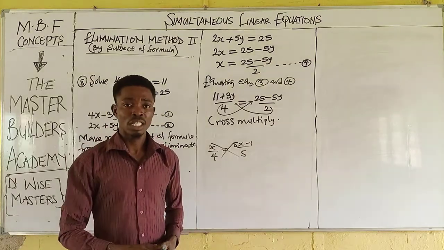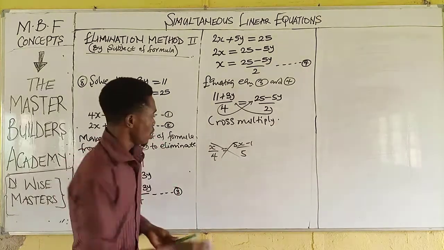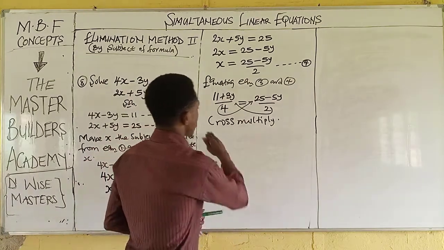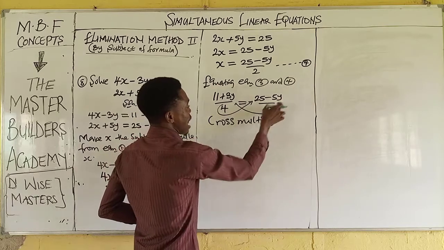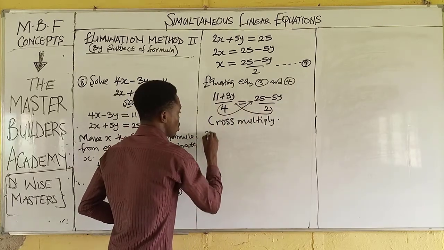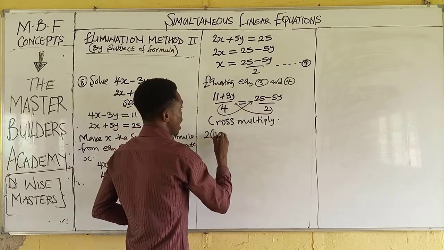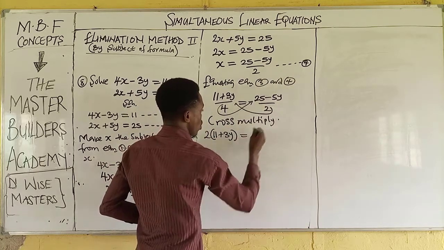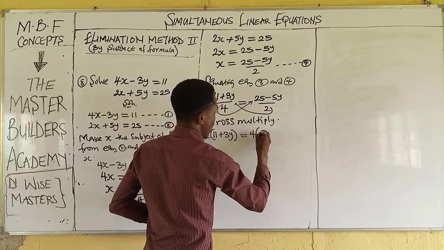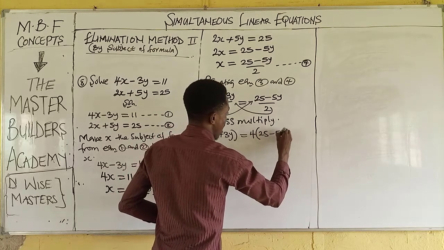It's an indication that you cancel that step. All right, so we cross multiply. Now 4 we come and multiply these guys, and 2 we multiply these guys. So we are going to have 2 multiplied by 11 plus 3y equal to 4 multiplied by 25 minus 5y.